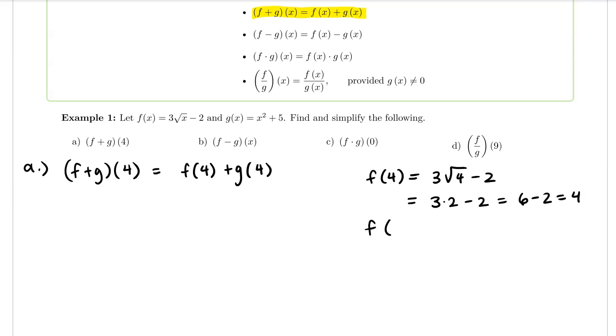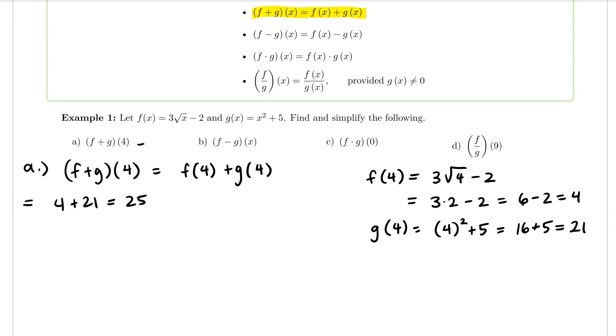And then we want to evaluate g of 4. So I'm going to square 4 and then add 5 to it. 4 squared is 16, and then adding 5 gives us 21. So f plus g of 4 is equal to 4 plus 21, which is equal to 25. So here, our final answer is 25.